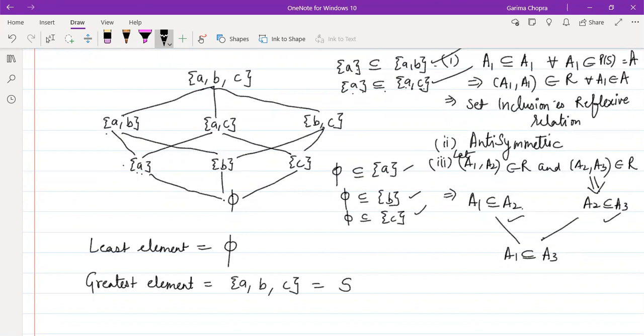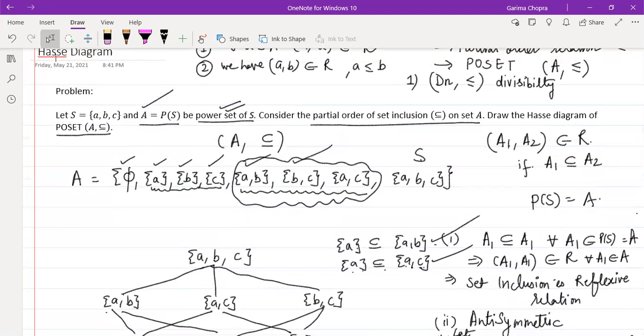So in this way, we can draw the Hasse diagram. We can prove, as we have seen, that A equipped with set inclusion is a poset. In this way, we can do other problems based on the concept of partial order relation and Hasse diagram.